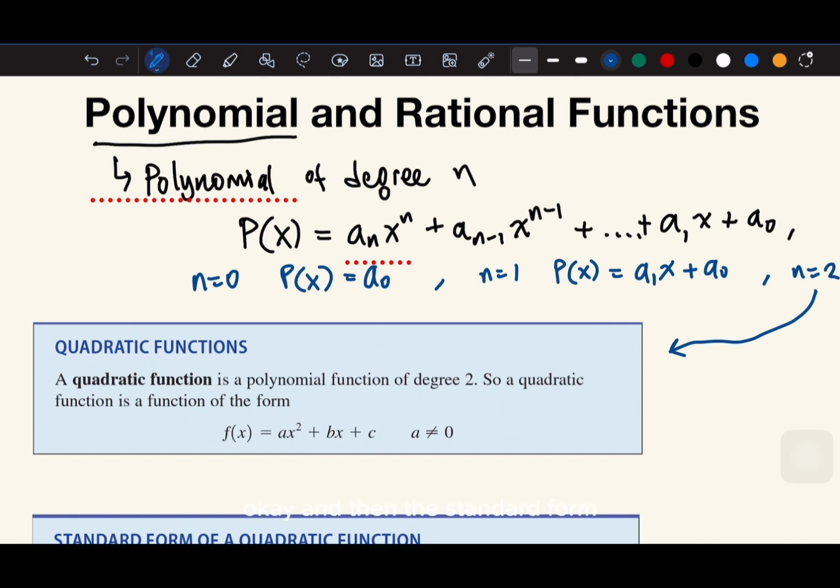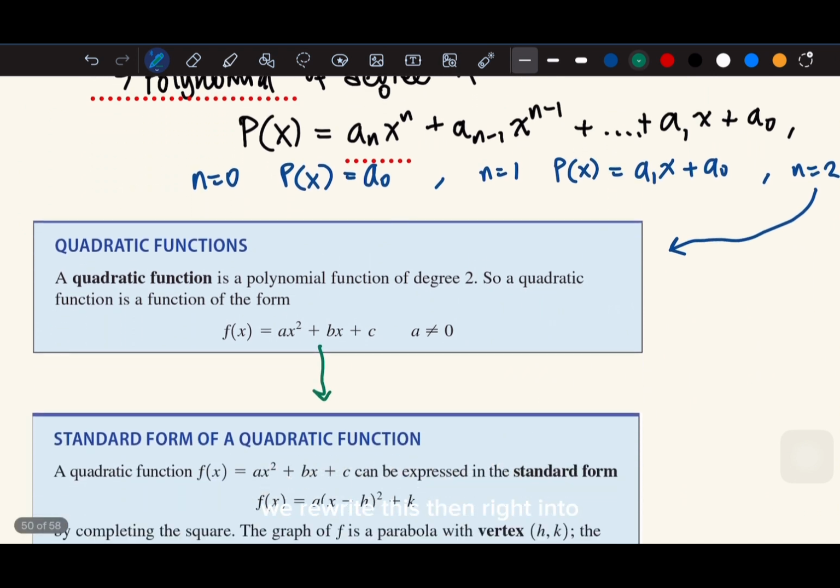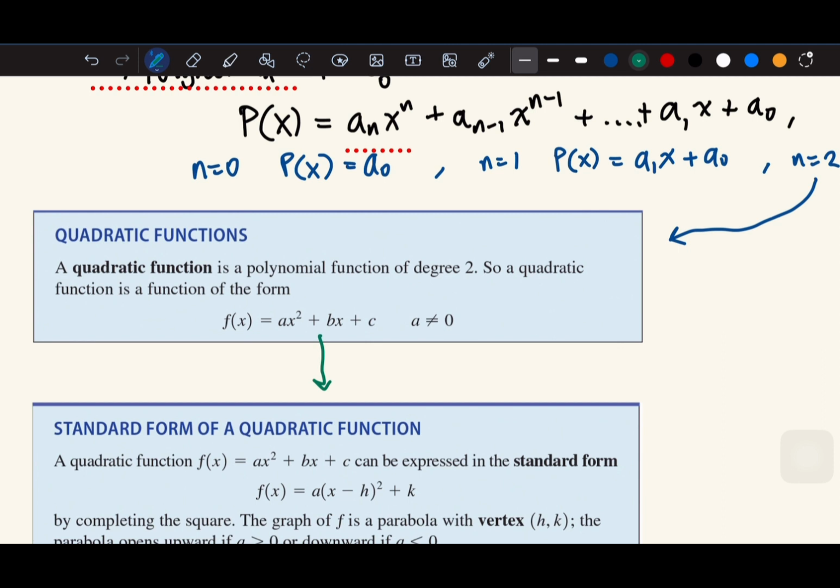And then the standard form is actually, we rewrite this function into this form. We call the process complete the square. So we can make it a times x minus h squared, where we still have the factor a here, and then plus a constant k.